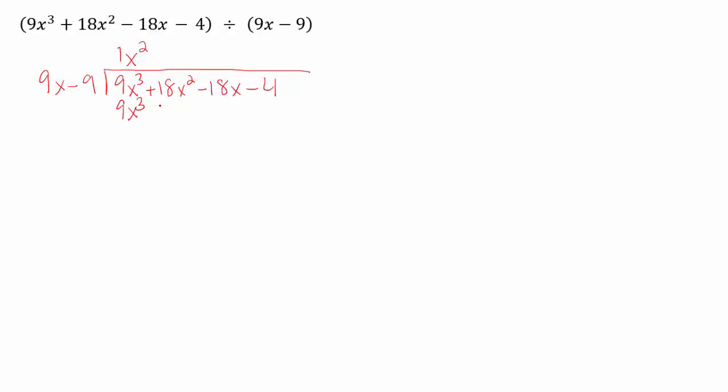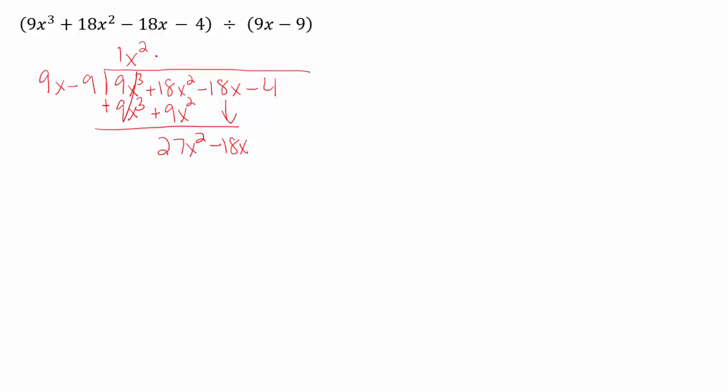1x squared times negative 9 is going to give me a negative 9x squared. Then I'm going to subtract. 9x cubed minus 9x cubed is 0. And 18x squared, this is minus negative 9x squared, so I need to be careful because that actually changes to a plus, and I would get 27x squared. Let's bring down the negative 18x.